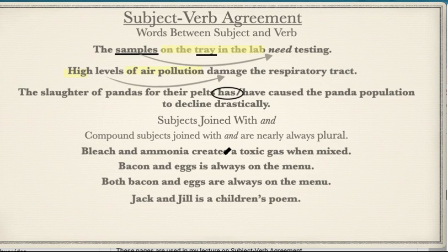Here's another way to think about it. Jack and Jill is a children's poem. One poem, Jack and Jill, singular, is. Or Jack and Jill are climbing up the hill. Jack and Jill, in this case, is a compound subject, so we use the plural form of the verb, in this case, are.